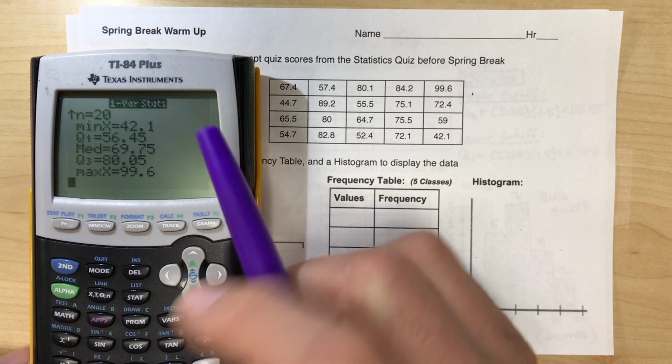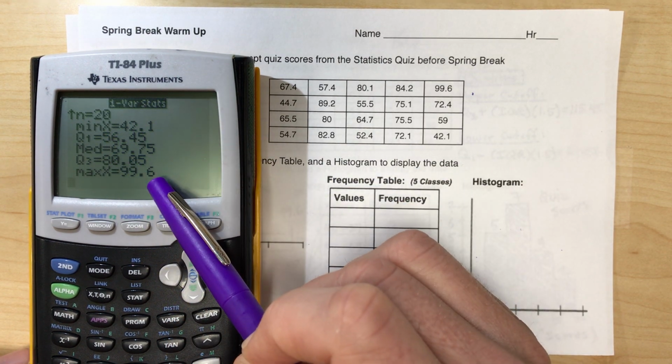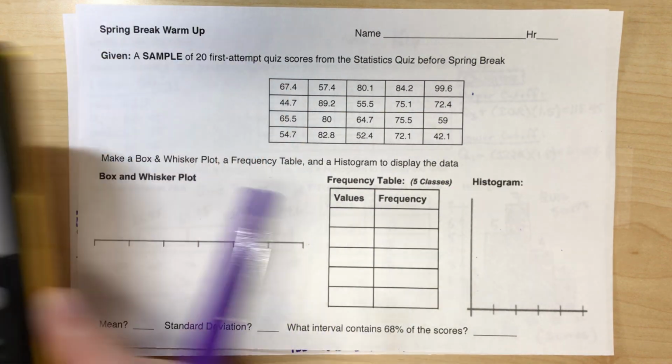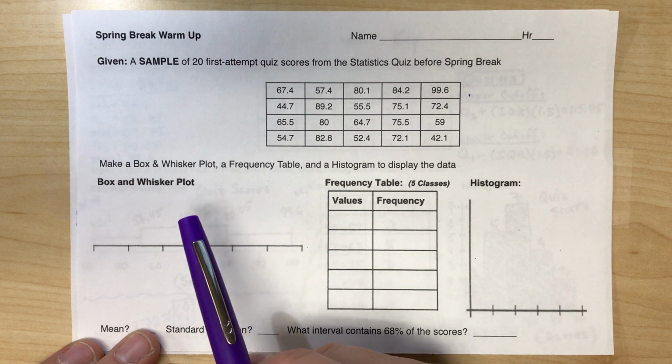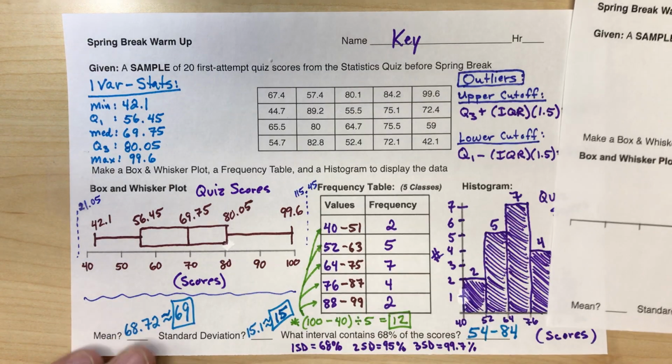Other good information is down at the bottom here. You'll see that we have a 5-number summary here. This is what we're going to use to make the box and whisker plot. So when you're asked to make the box and whisker plot on your sheet, use those 5 numbers to help make the box and whiskers.